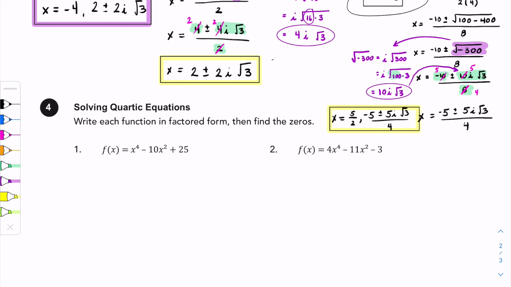Okay, and the last section of the notes is using quartic equations. So you have to factor and then find the zeros of the function. This might require you to use the square root property. Not on every problem, but on some of them, you're going to have to use the square root property. Also part of the review on the website and in the note packet.